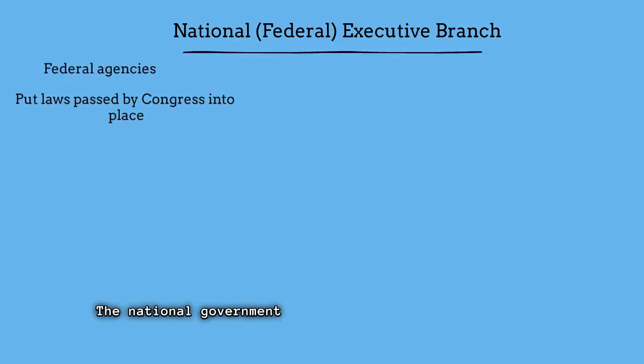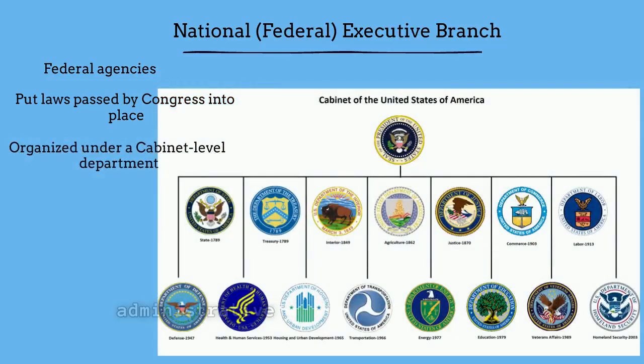The national government has many responsibilities to the citizens of the United States, and it is impossible for the executive branch and the other branches of government to handle every issue. To fix this problem, administrative agencies are created. These agencies are usually organized under a cabinet-level department in the executive branch.